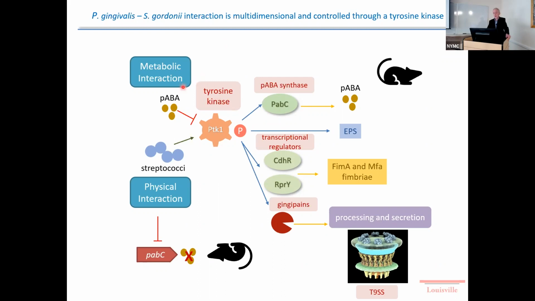Tyrosine kinase was inhibited by PABA, but was upregulated by physical association. Tyrosine kinase, through a number of different signaling pathways, controls a number of different properties of P. gingivalis that turned out to be associated with virulence. So first of all, and this again was kind of an unexpected finding, the gingipains. The gingipains are proteases of P. gingivalis that are the predominant extracellular proteolytic enzyme that degrades host proteins to release peptides for growth.